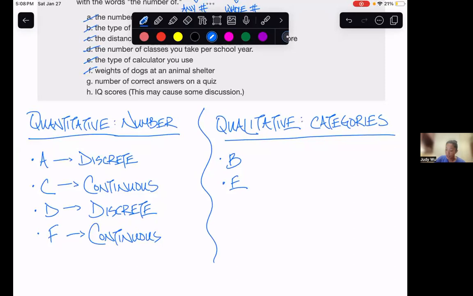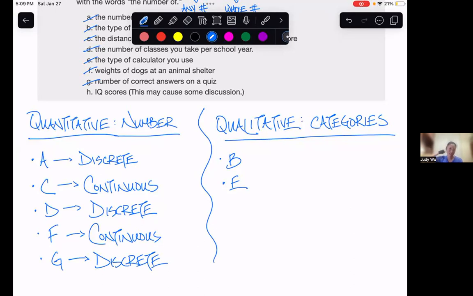All right, G, the number of correct answers on a quiz. That is going to be a number. And we're not talking partial credit, right? We're not talking about how correct they are. We're just saying how many you got right. And so that is going to be a discrete quantitative measure.